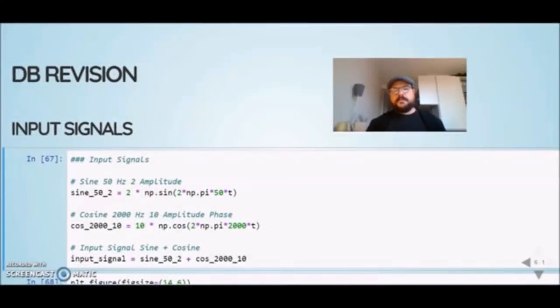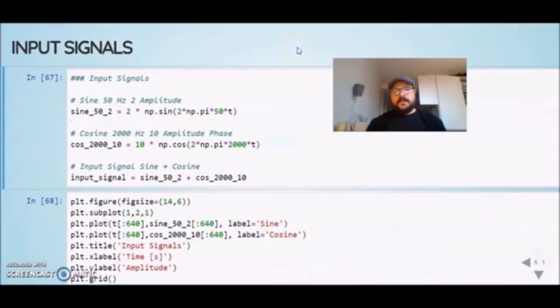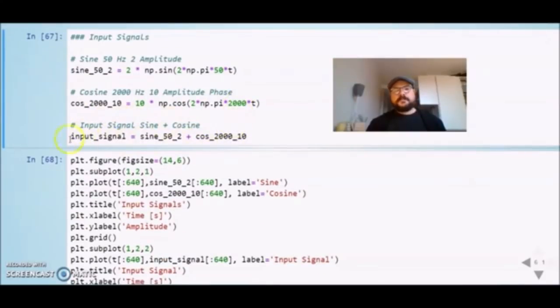We come to the end of this notebook with a revision of the decibels. So we'll go through an experiment, and in this process we will investigate different characteristics of the decibels and many other things. So in this experiment we will have two input signals. We'll have a sine wave with 50 Hertz and an amplitude equal to 2, and we will pretend this is, for example, our voltage values, and we will have a cosine with 2 kilohertz and an amplitude of 10, and we will add these two signals.